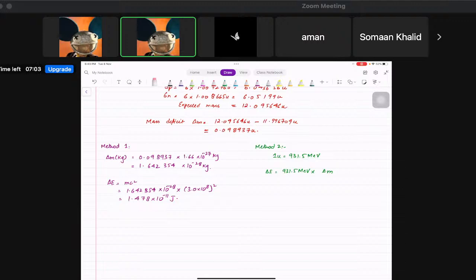That's very simple. You just multiply by 931.5, and instead of changing into kg, you just need to multiply the value in U. That's the good part of this, that you don't have to do the step where you have to convert it to kg. And this is going to give you 92.3 MeV. In this method too, do not use E equals mc square. That would be wrong. Is it clear?